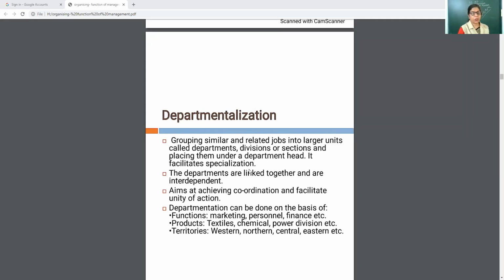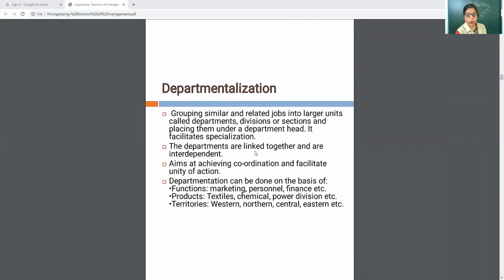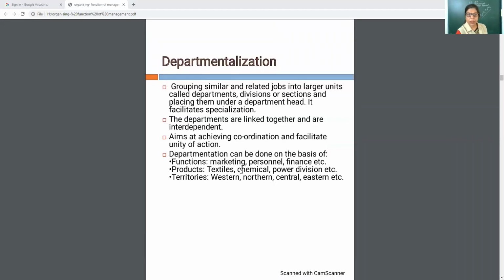Same like division, departmentalization means grouping similar and related work or activities into one group. The departments are linked together and are interdependent. They are linked together, but they work independently. How are they interrelated and interdependent? Production department and marketing department are separate, but they are interlinked also, because they coordinate with each other. Now, what is the aim? The aim is achieving coordination of action, as you learned in chapter 2.